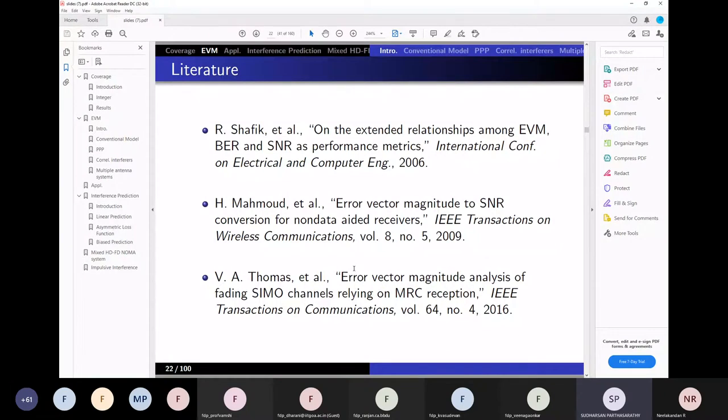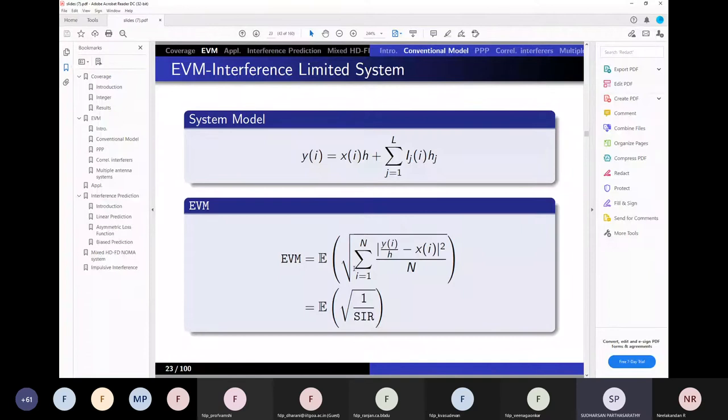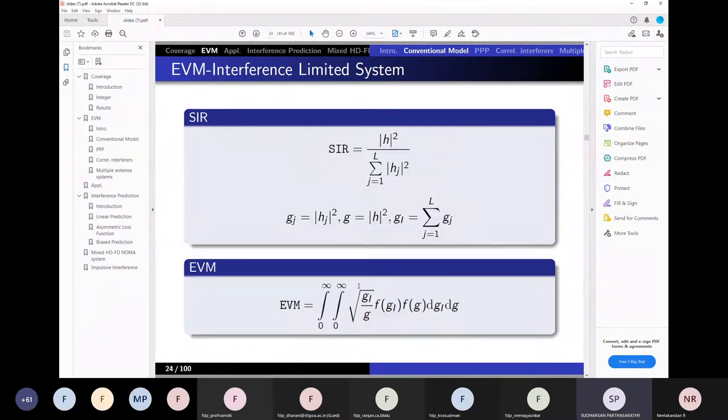Before even going into Poisson point process, we wanted to do it for a regular hexagonal network. So we consider L interferers here. Slide number 23. Here the definition of EVM is going to be the expectation of the square root of 1 by SIR, whereas you had the square root of 1 by SNR there. Here I ignore noise. Next slide, slide number 24. SIR is going to be signal power in the numerator divided by the total interference power in the denominator.